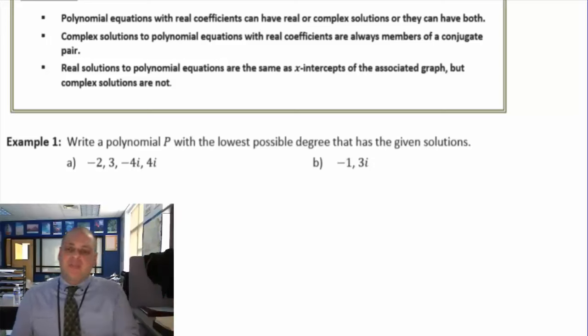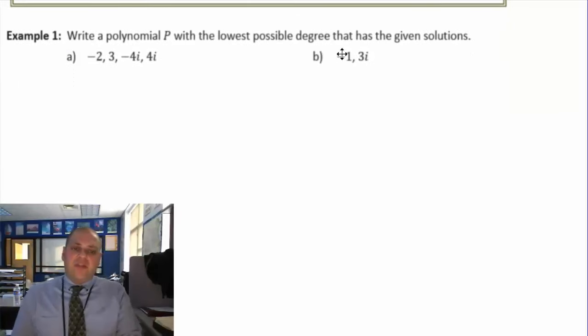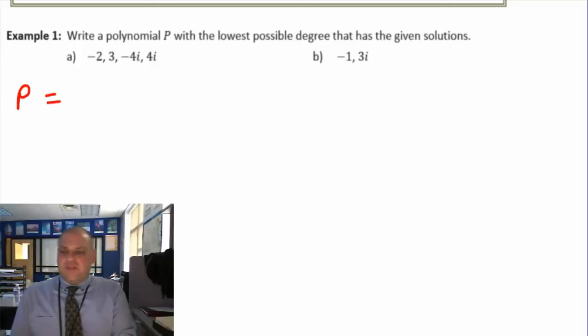Now, here's our examples here. Write a polynomial with lowest possible degree that has given solutions. All right, so if I have these solutions, this is pretty simple. I have p equals, p is the polynomial, p of x if you want to call it, it doesn't matter.